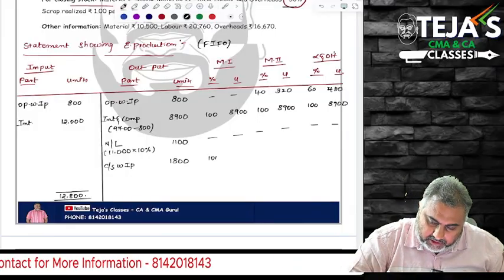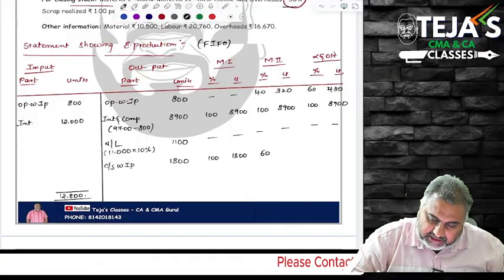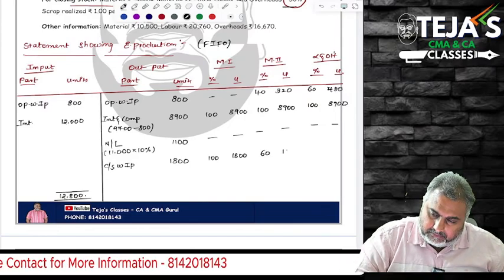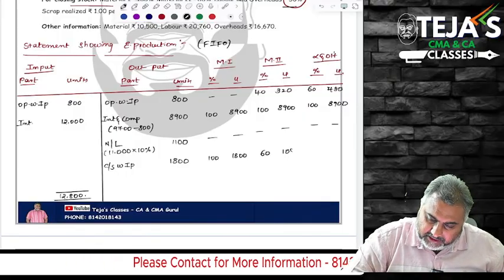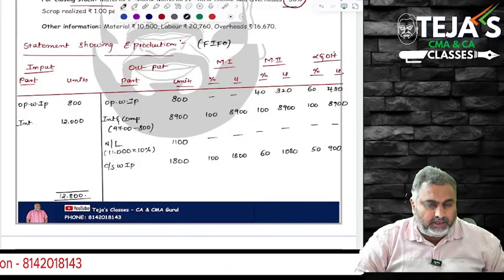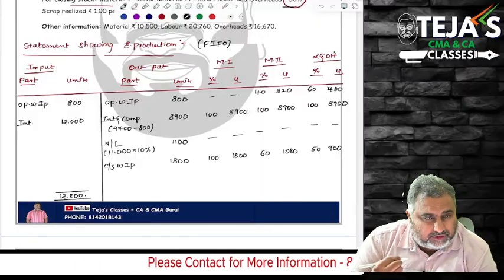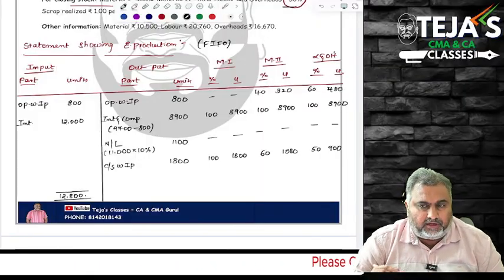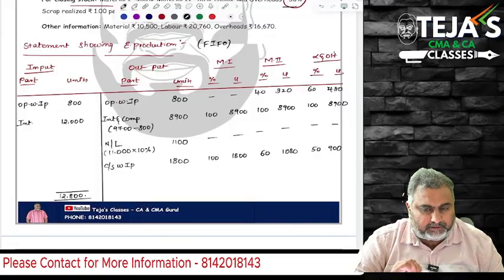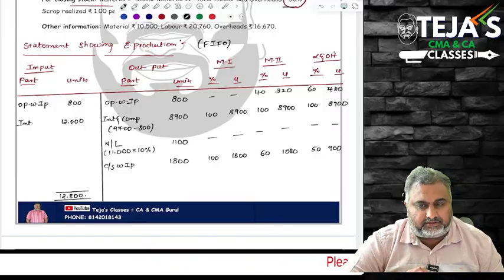Here material 1 you are writing how much? 100%. Material 2 how much? 60%. That is equal to 1080. Labor and overheads are 50%. That means 900. If the same closing, if you are preparing for the next process, what will you represent in opening point of view? Material 1 you will represent nil, material 2 you will represent 40%, labor and overheads you will represent 50%, because balance percentages you will write.